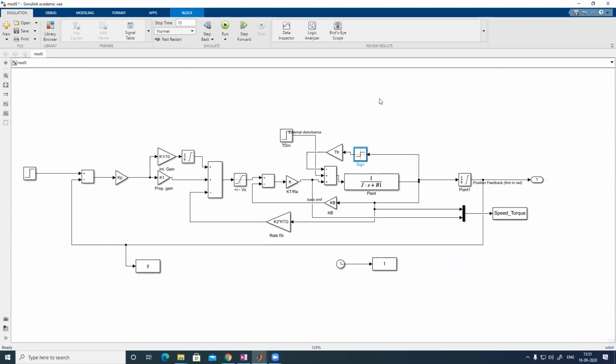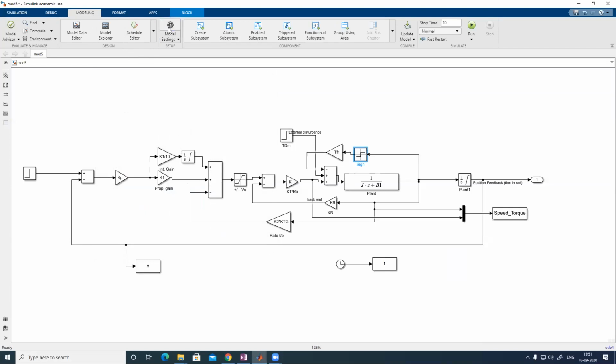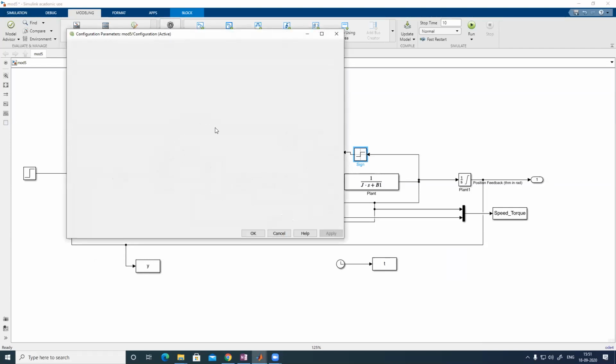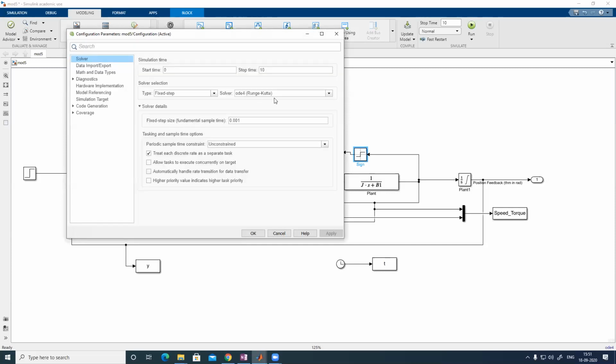So if you understand this block diagram fully, the third lab exercise will be very simple. You are converting everything into MATLAB code, and MATLAB is doing numerical simulation here also. That numerical simulation it is doing with the configuration parameters. So you have to set the model configuration parameters as fixed step, ODE4 Runge-Kutta, and fixed step size is 0.001.